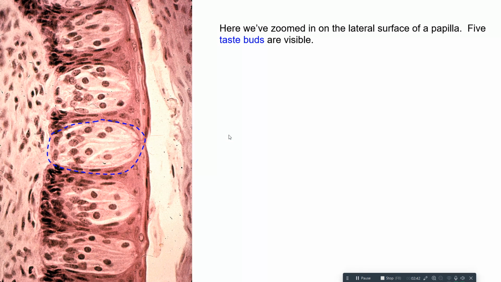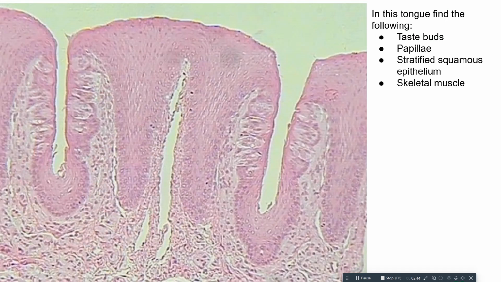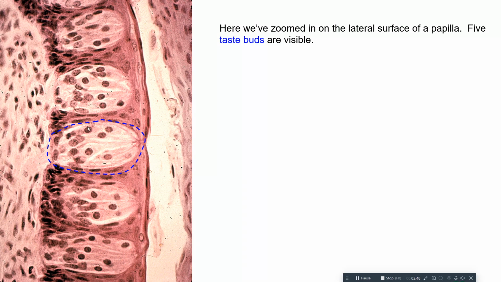And now I zoomed in on the lateral surface of a papilla. It's like I zoomed in right here. And this is a taste bud right here. This is a taste bud. This is a taste bud here. These are all gustatory cells or taste cells that I see in the taste bud. Sometimes we can see a little opening here called a taste pore, which lets the chemicals in food interact with the cells here, which are helping to create the sensation of taste.